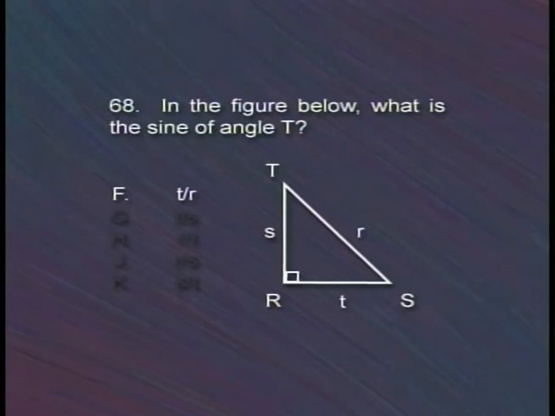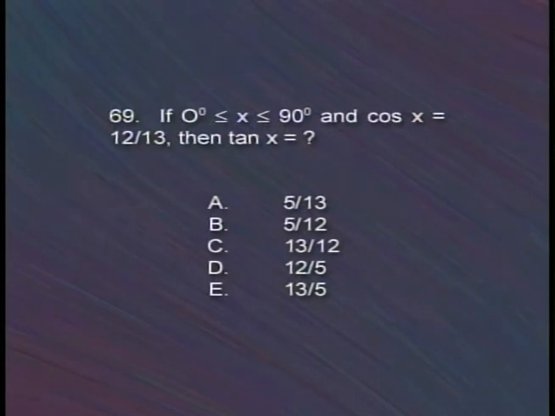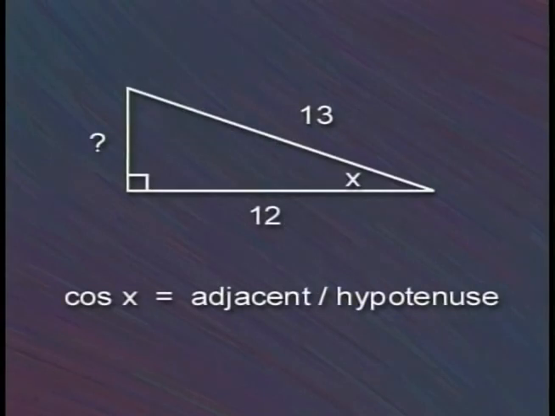Problem 69. If the value of x is greater than or equal to 0 degrees and less than or equal to 90 degrees, and cosine x equals 12 divided by 13, then tangent x equals which of the following? Most trigonometry problems on the ACT involve relationships in right triangles. Let's draw a right triangle. Let x be one of the acute angles.